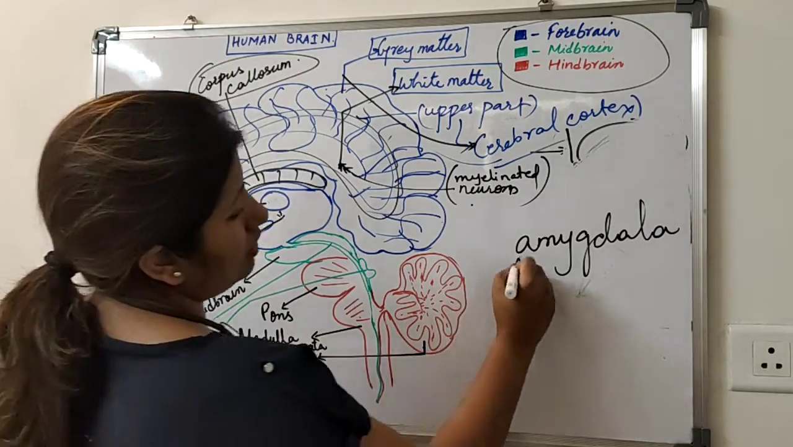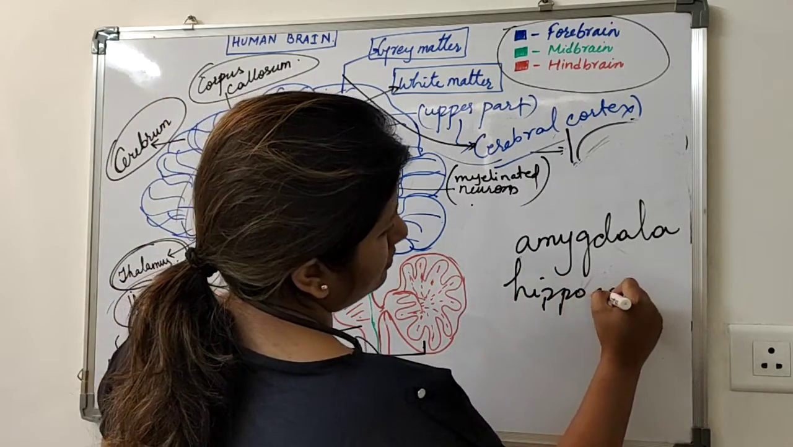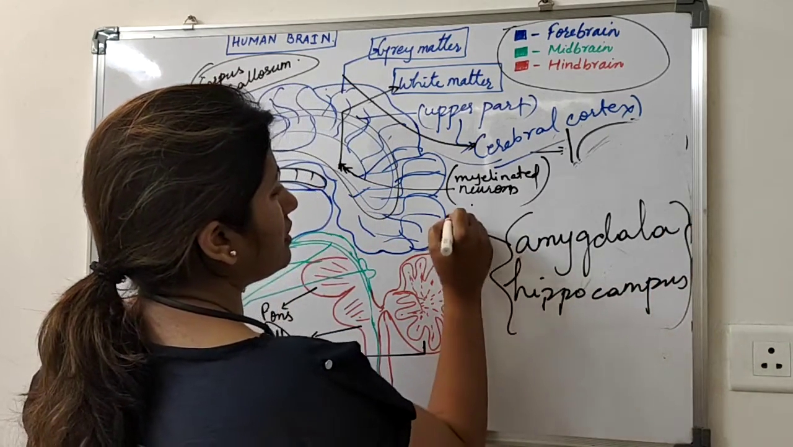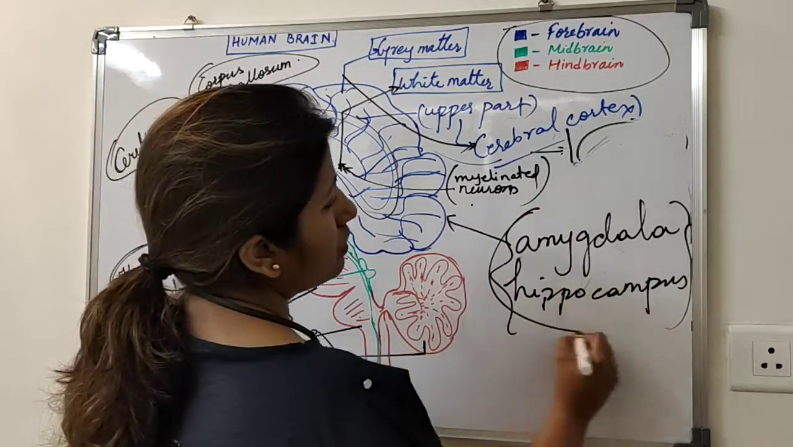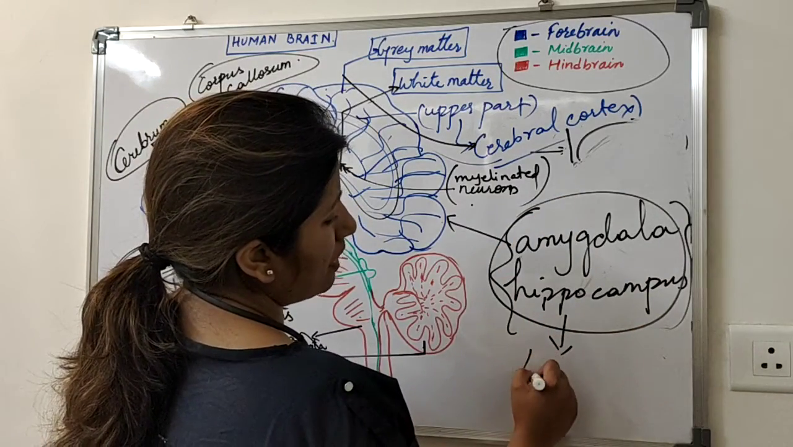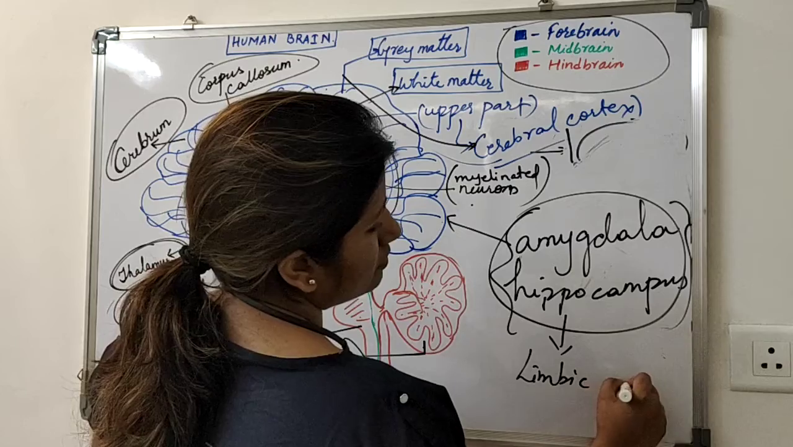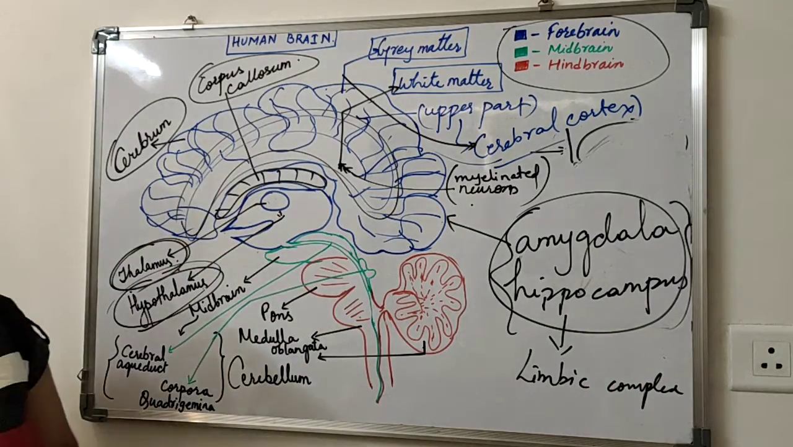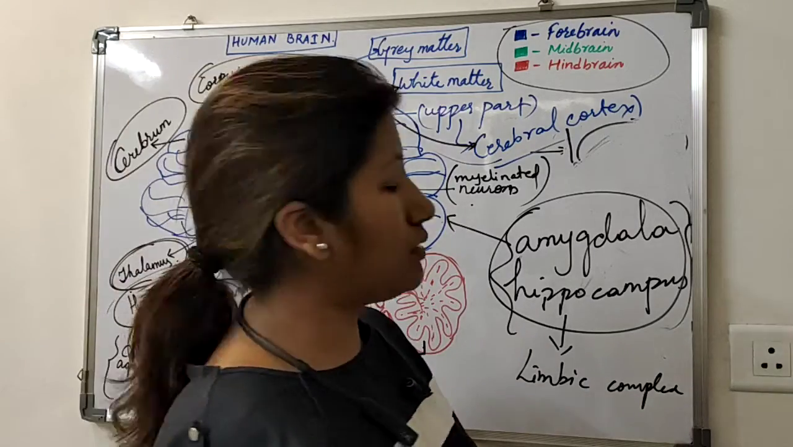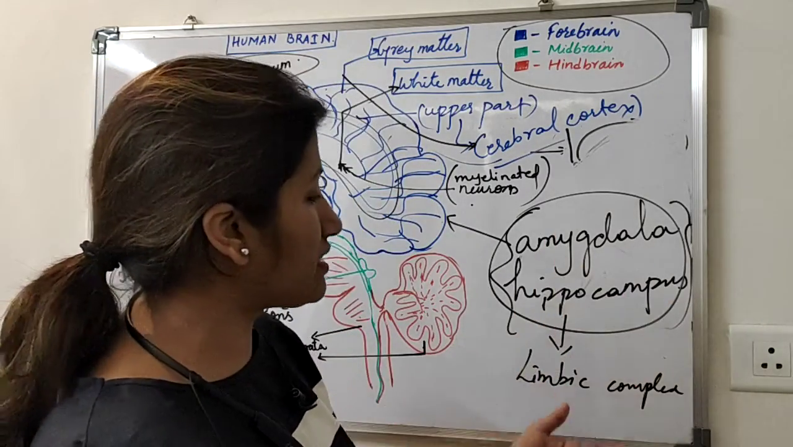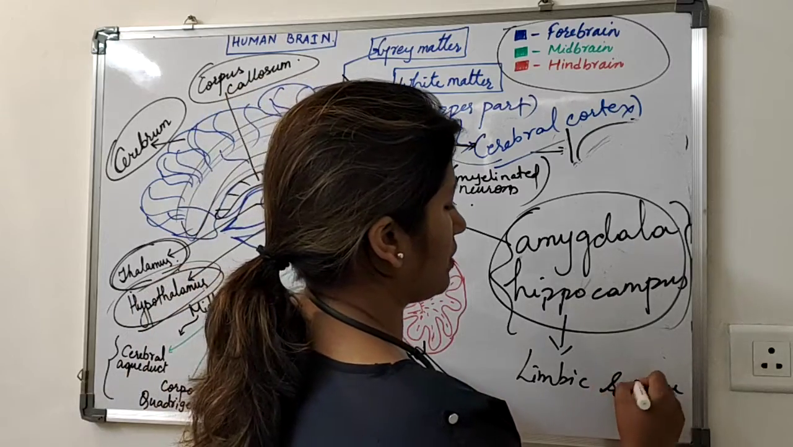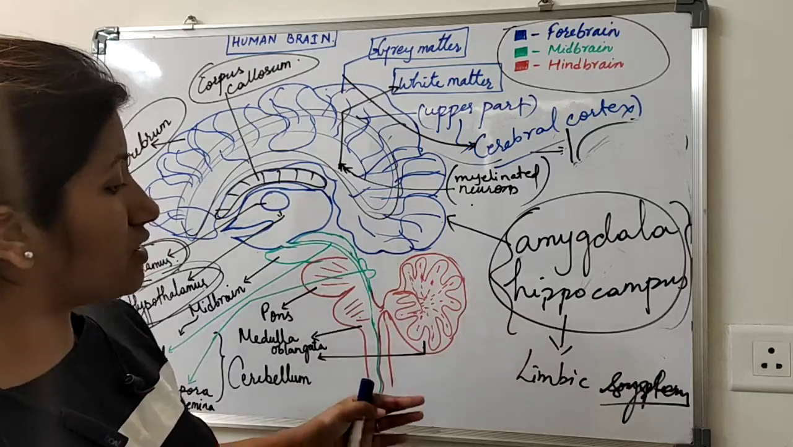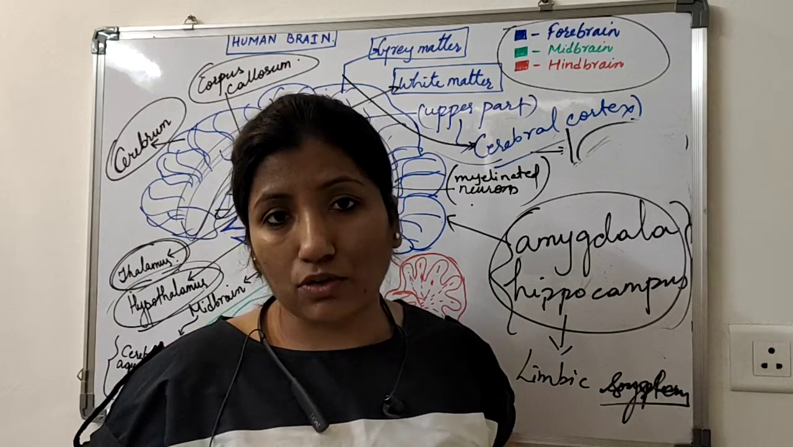Amygdala and hippocampus, their location is not that discrete in this forebrain, but together they form a complex which we call the limbic complex, or limbic system, or limbic lobe. These two complex structures are known as the limbic system. Now, we know what role they play in our body.